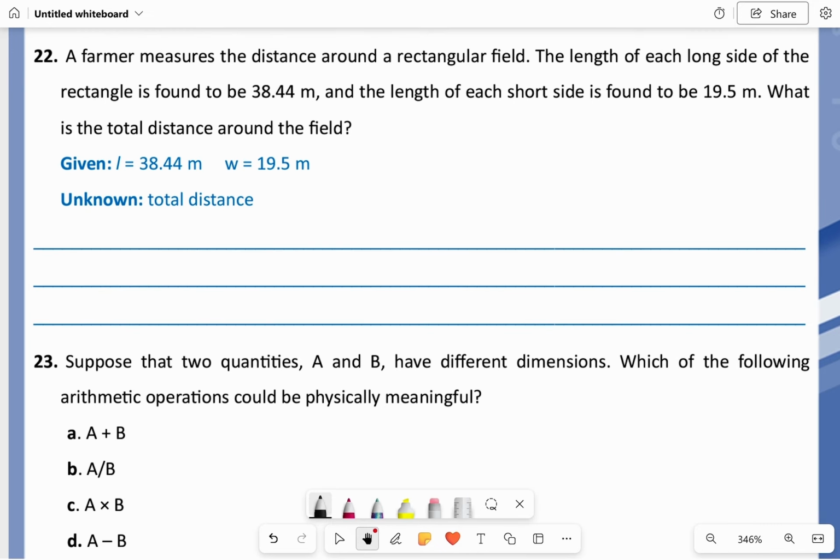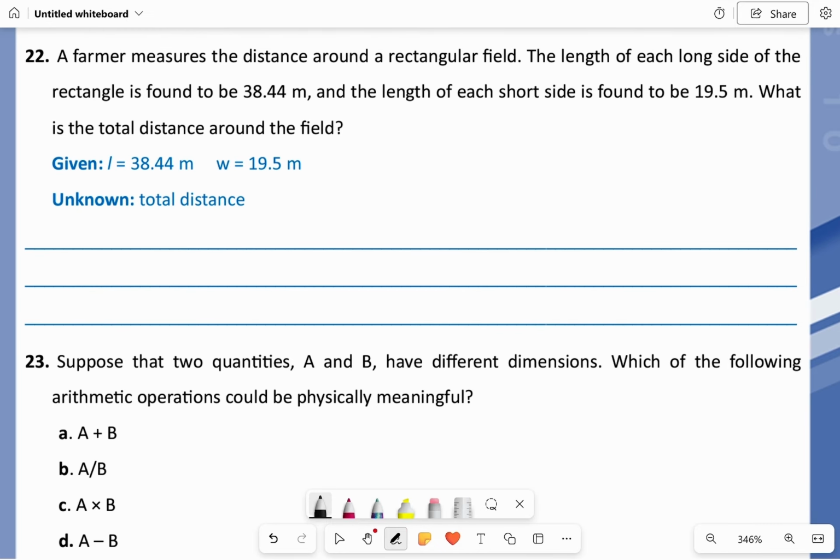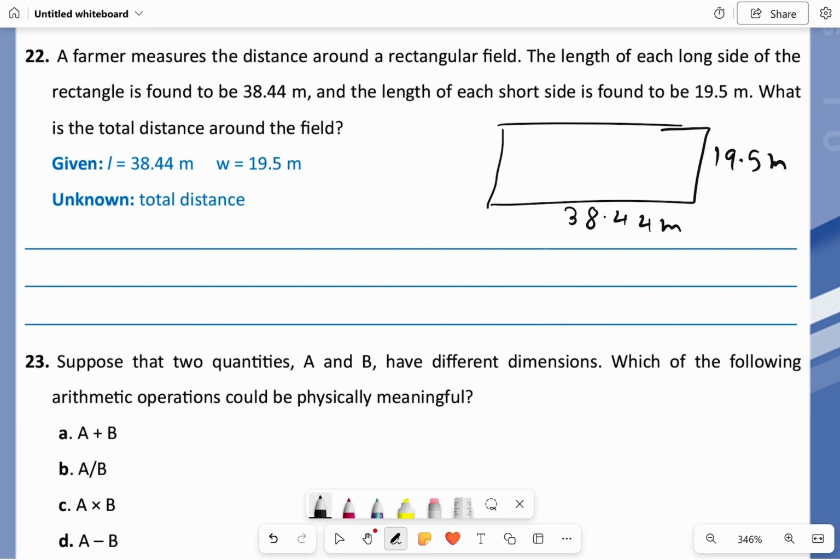A farmer measures the distance around a rectangular field. The length of each side of the rectangle is found to be, so he has a rectangular field like this. Each length is equal to 38.44 meters. And the length of each short side is found to be 19.5 meters. What is the total distance around the field?